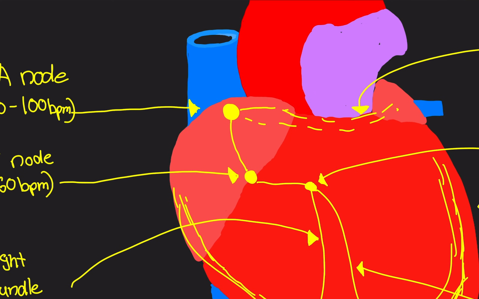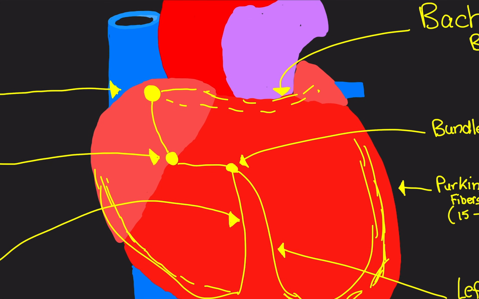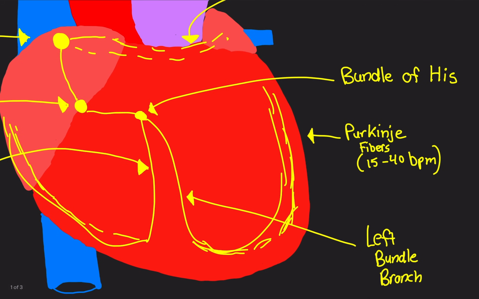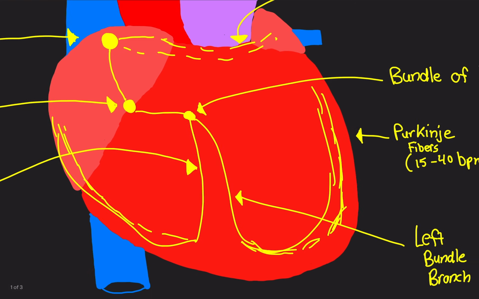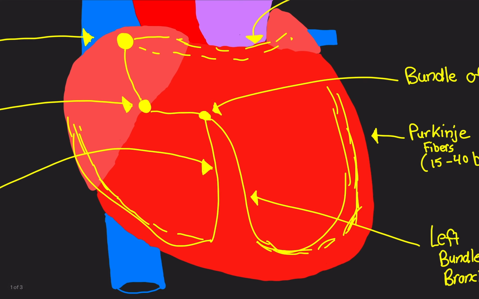After it hits the AV node, the electrical signal goes down, rather it kind of goes horizontally, and hits something called the bundle of His. The bundle of His is basically the center of the ventricles. After the bundle of His, the electrical signal is going to get split into two. It's going to go down the left-hand side and the right-hand side of the ventricles. So we're going downwards now, right? We're going down. These two pathways going down are called the bundle branches. So we're going down the right bundle branch and the left bundle branch.